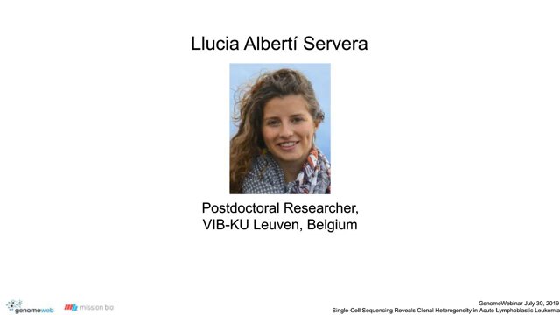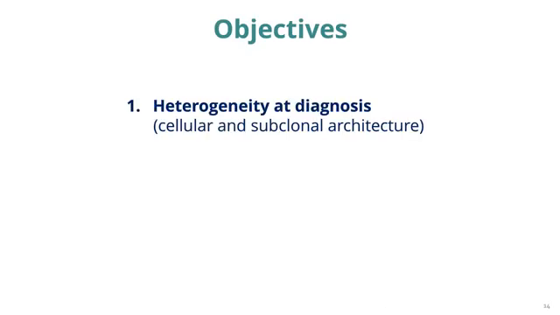So after this very nice introduction on ALL, I will focus now on my postdoctoral research project. In my project, I applied single-cell sequencing with 2 main objectives. The first one is to investigate the cellular and the subclonal composition of acute lymphoblastic leukemia at diagnosis. Like this, we expect to get insight about the level of heterogeneity both at the DNA and the RNA molecular levels, and this is before treatment.